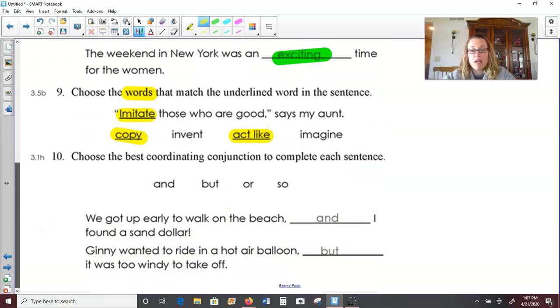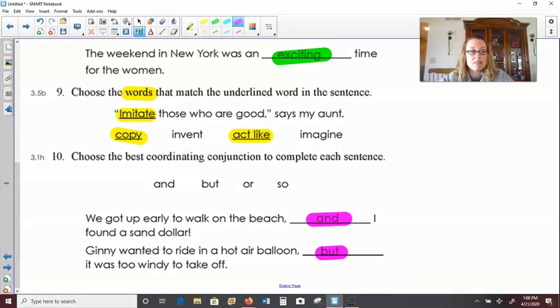And number 10, choose the best coordinating conjunction to complete each sentence. We got up early to walk on the beach, and I found a sand dollar. Ginny wanted to ride in a hot air balloon, but it was too windy to take off. So those two conjunctions fit best in those sentences.